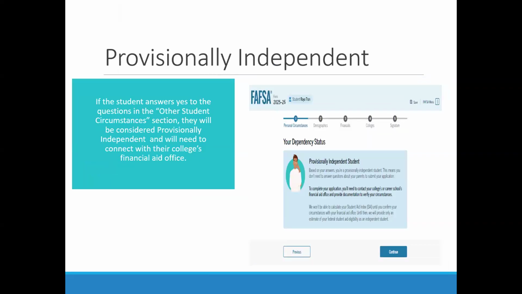If they answered yes to any of the other student circumstances, they will be considered provisionally independent and be able to move through the form using just their information and not asking for parent information. And then the college will follow up with all of these students that are considered provisionally independent to determine dependency status and gather other documentation that will be needed.